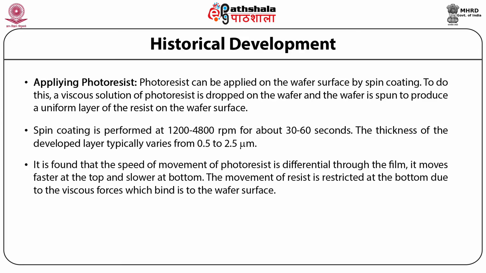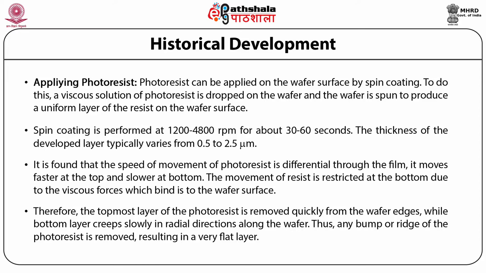It is found that the speed of movement of photoresist is differential through the film. It moves faster at the top and slower at the bottom. The movement of resist is restricted at the bottom due to the viscous force which binds it to the wafer surface. Therefore, the topmost layer of the photoresist is removed quickly from the wafer edges while the bottom layer creeps slowly in radial directions along the wafer. Thus, any bump or ridge of the photoresist is removed, resulting in a flat layer.